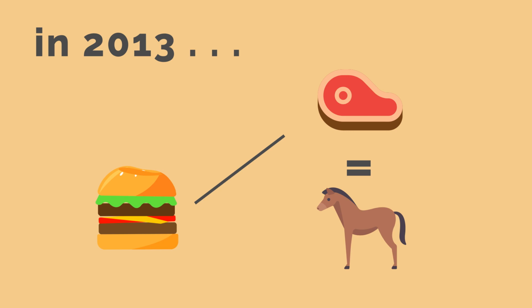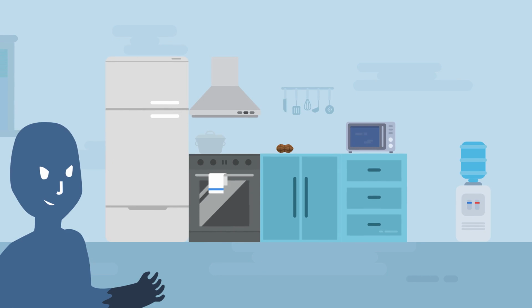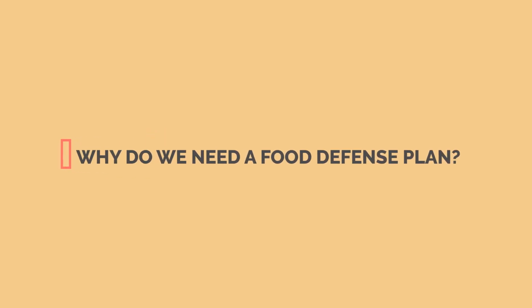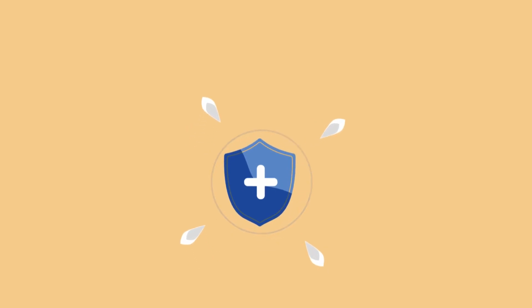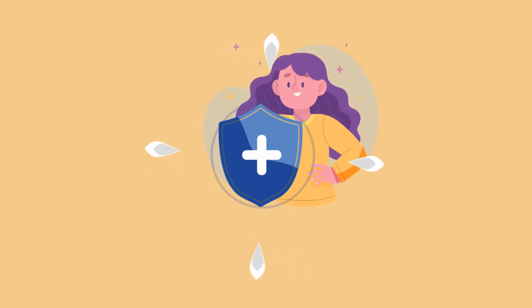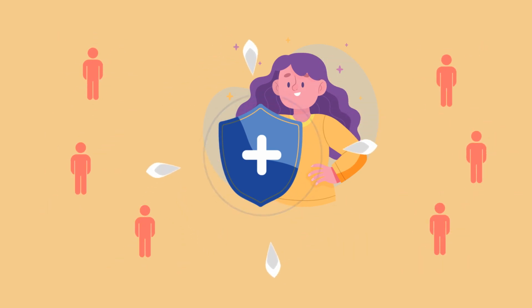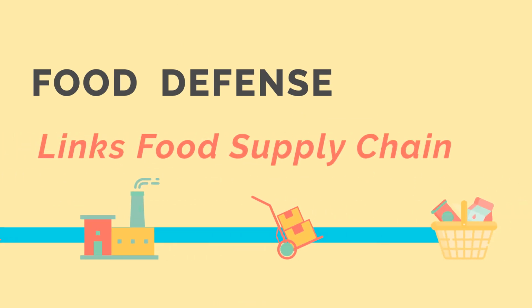Regarding product threats, peanuts, for instance, can be spread throughout a facility, or metal pins can be inserted in green beans by a disgruntled employee. Both examples can lead to wide-scale public harm. So, why do we need a food defense plan? Simply because a food defense plan protects you. It protects your brand and your consumers. In addition, it also links all the stages from end to end of the supply chain to make sure we got the correct protection measures in place.